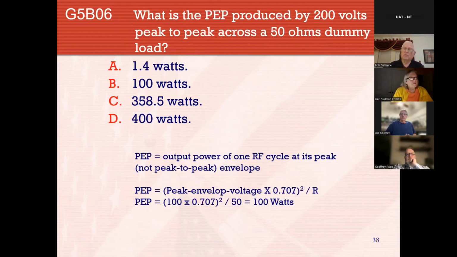PEP is another term that we use. PEP is peak envelope power. Usually that's used with RF, but it doesn't necessarily have to be. But anyway, what is the peak envelope power produced by 200 volts peak to peak across a 50 ohm dummy load here? So they're basically talking about the output of a transmitter, the PEP output, giving 200 volts peak to peak across a 50 ohm dummy load where you're checking your transmitter. The formulas for that are given at the bottom. So 100 times 0.707, and then that squared and divided by 50 comes out to be 100 watts.